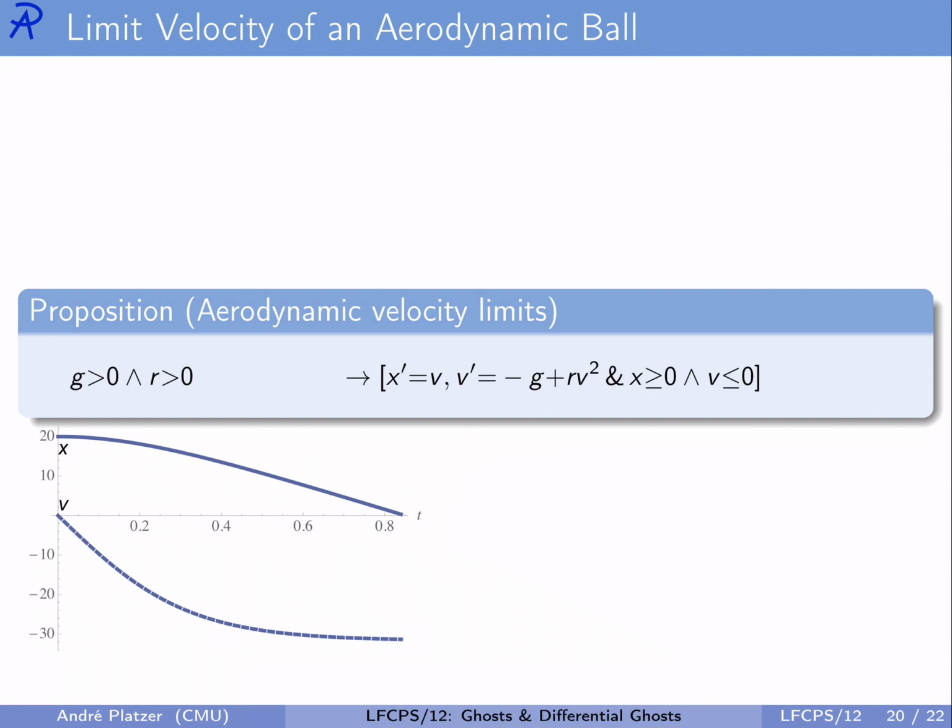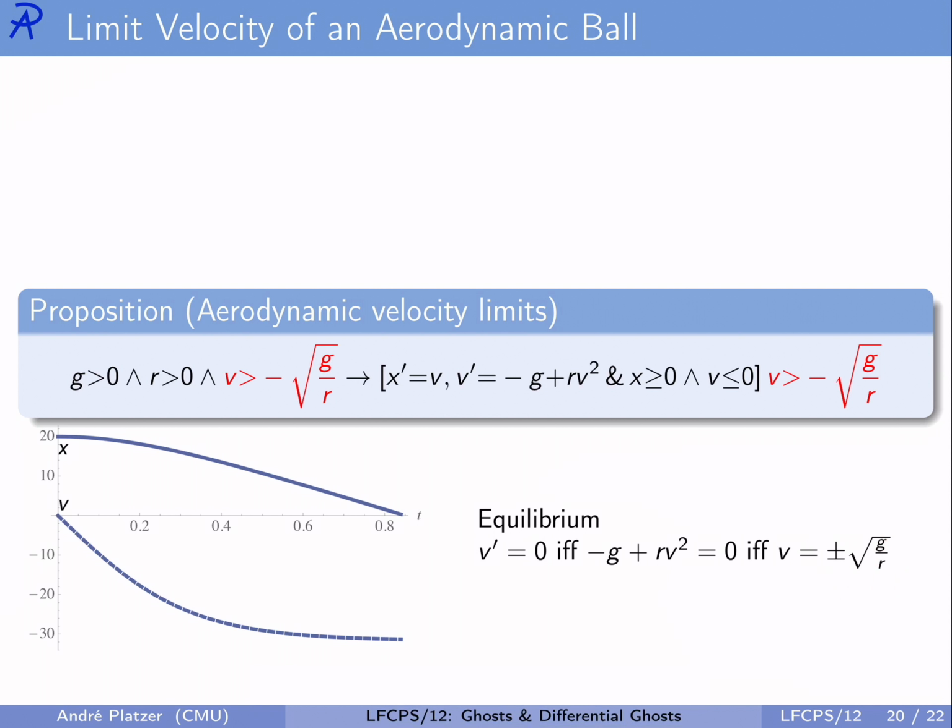And how we can derive that is the limit velocity, I guess, will happen when the velocity no longer changes, which means when v prime is zero. What is v prime? That's that. So it will happen, I guess, when minus g plus r v squared is zero. What is that? Well, we can solve for velocity. That happens when, I guess, velocity is something like plus or minus the square root of g over r. That was admittedly a heuristic derivation, but we can now do a proper proof for it.